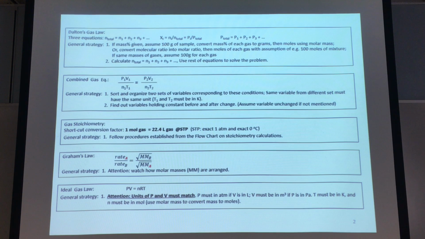As for PV equals nRT, all I want to remind you is to make sure that the units of pressure and volume match each other. That means if the volume is in liters, pressure must be in atm. If the pressure is in SI units, say pascal, volume must be in cubic meters. Again, temperature must be in Kelvin, Celsius is not allowed, and n must be in moles. Sometimes we are given grams, so we can use molar mass to convert mass into moles.